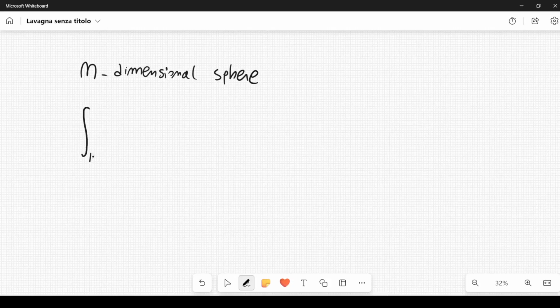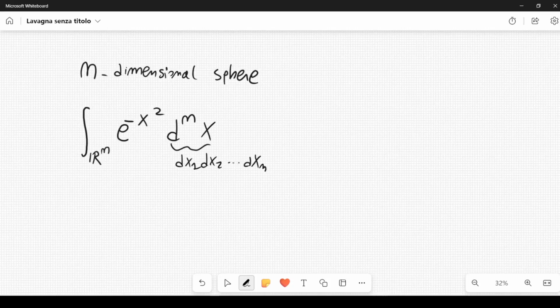So we will integrate over R^n, let me write it properly, e to the minus x squared. And then here I have the differential that will denote d^n x. d^n x is simply dx1, dx2, ... dxn. And how do we interpret x squared? Well, x squared is shorthand. x squared is defined as x1 squared plus x2 squared plus x3 squared and so on, all the way up to xn squared.